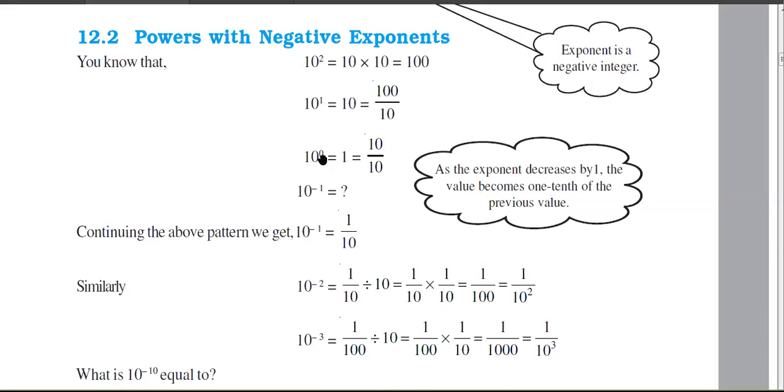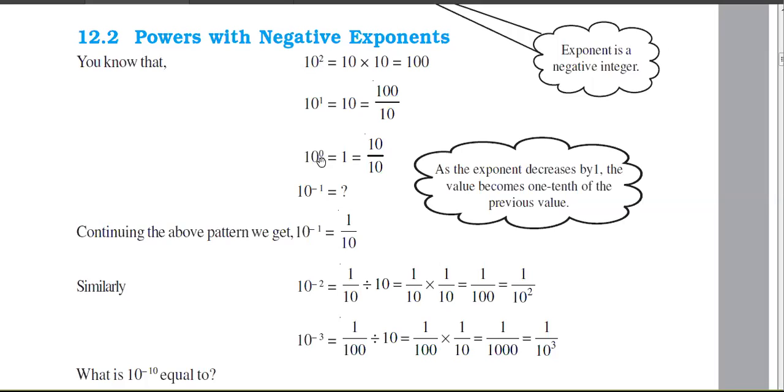When we say 10 raised to the power 0, we say that it is 1. What does 10 raised to the power mean? When we say 10 raised to the power 1, we say that 10 is multiplied only once. When we say 10 raised to the power 2, we say that 10 is multiplied 2 times. Okay.